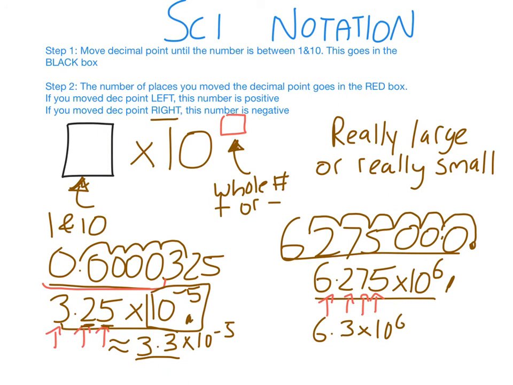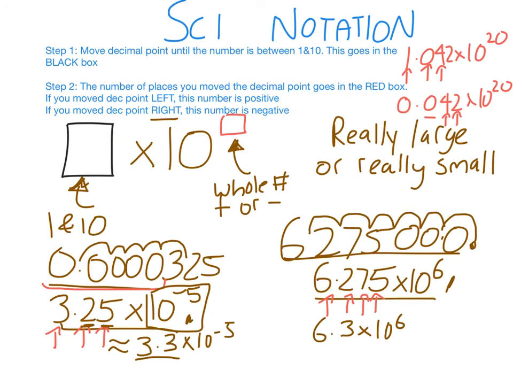Now, if I have something like 1.042 times 10 to the power of, say, 20, for example, this 0 does count as a significant figure because it's between two non-zero numbers. But if I had a number 0.042 times, say, 10 to the power of 20, that only has two significant figures, 1, 2. In this case, I wouldn't count that 0.